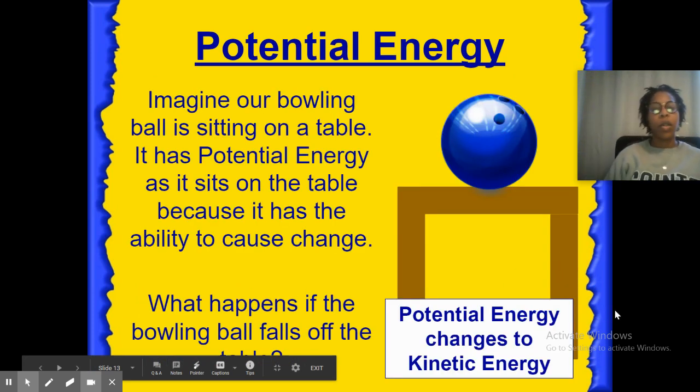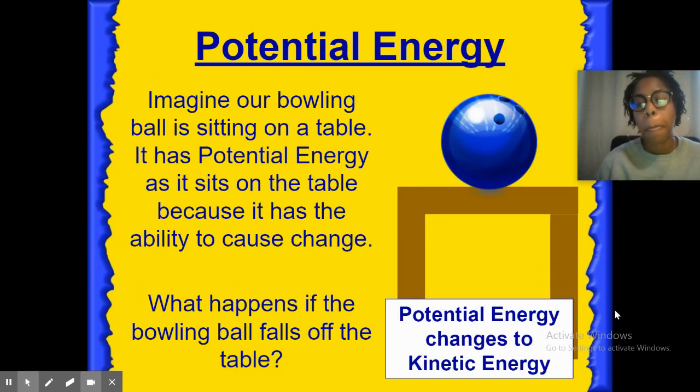Okay, so imagine our bowling ball is sitting on a table. Potential energy is stored. It's based on its position, meaning it's not moving. That bowling ball is not moving. It is sitting on the table. Now, it has a lot of potential energy as it sits on that table because it has the ability to cause change, meaning it has the ability to change its position. But right now, it is stationary.